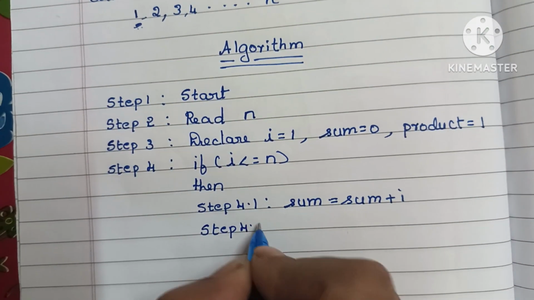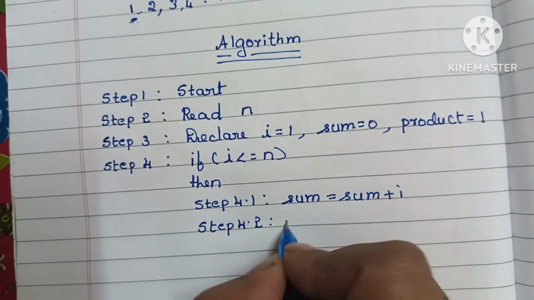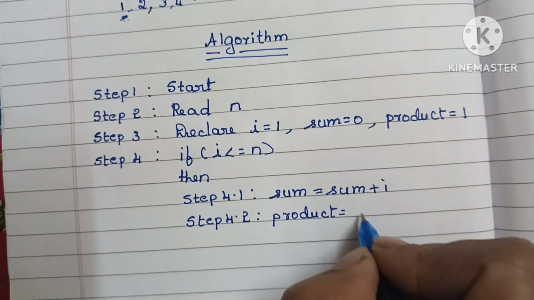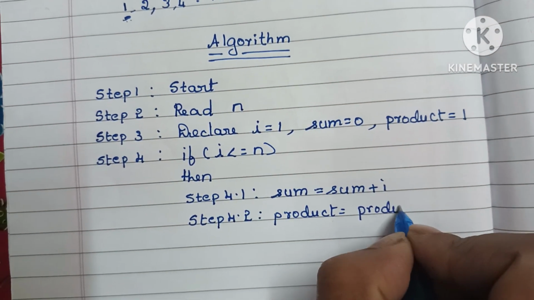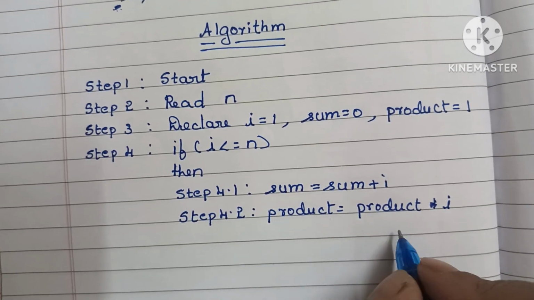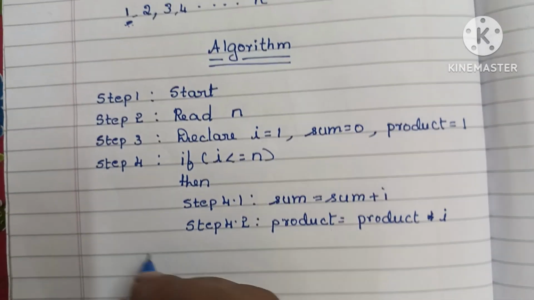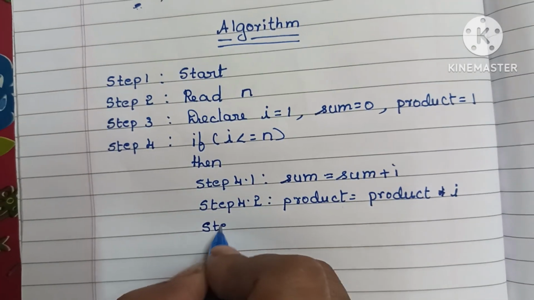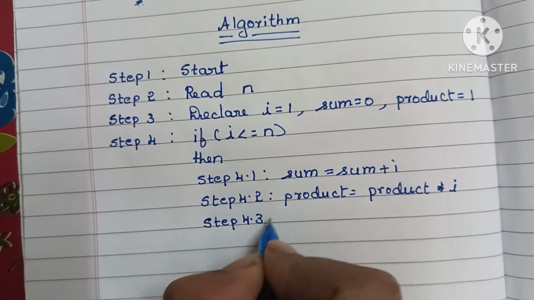Flowchart is a graphical representation of a solved problem. Here we use different geometrical shapes like oval, parallelogram, rectangle, and diamond shape to represent the flowchart. A flowchart always starts with a start statement within an oval shape.